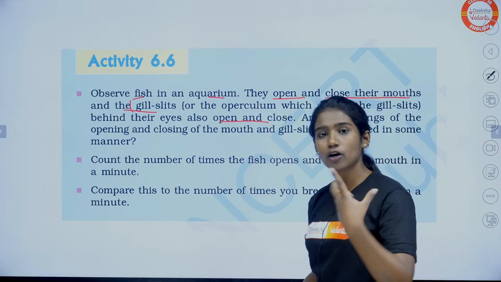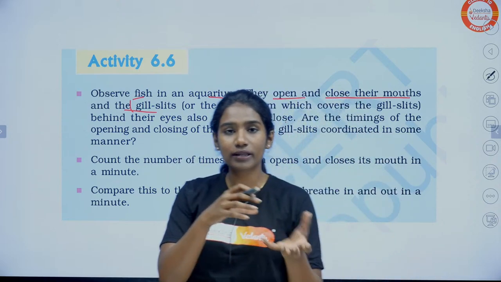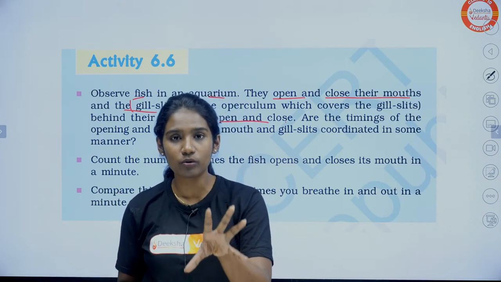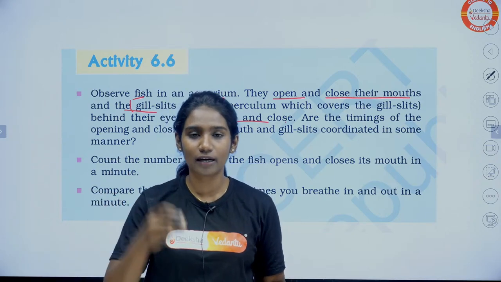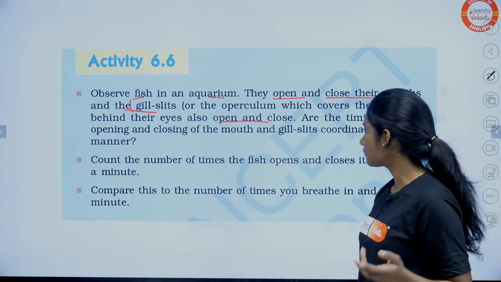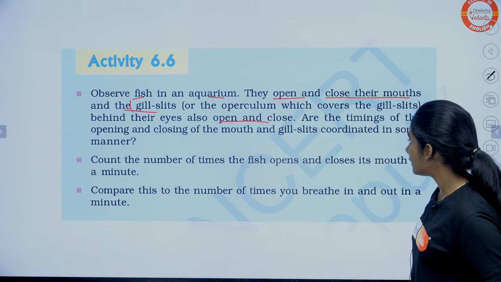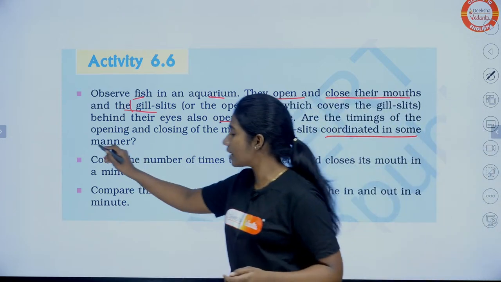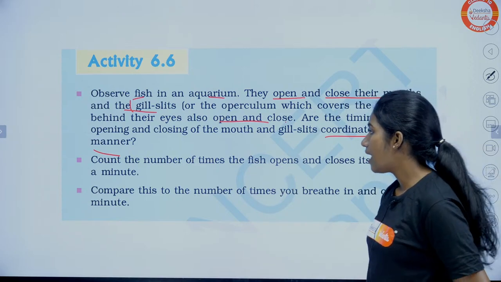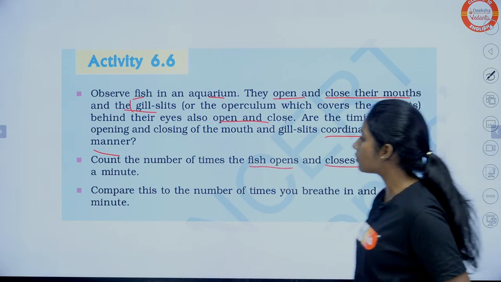Now the question that they're asking is, do you think that they open the mouth as well as the gills together at a time? Is it like this: first they open the mouth, then close it, and then open the gills, and then close them? Is it happening simultaneously or one after the other? Have you all observed it? That's what they are asking. Is the timing of the opening and closing of the mouth and gill slits coordinated in some manner? Do you think it is happening simultaneously? That is the question. And then next, count the number of times the fish opens and closes its mouth in a minute.